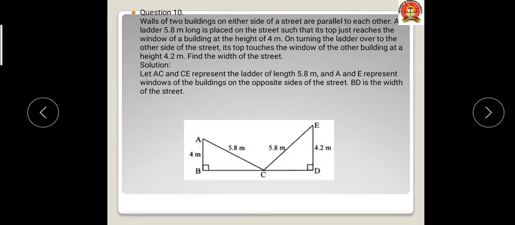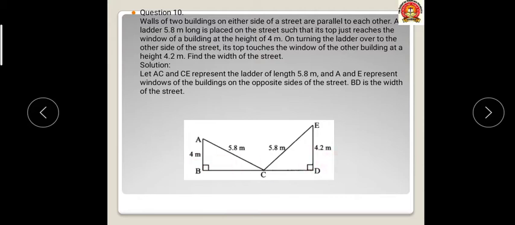Now see, the walls of two buildings on either side of a street are parallel to each other. If you are observing the diagram, see here AB and ED, they are parallel to each other. Why are they parallel to each other? Both are perpendicular to the ground BD. So they are parallel to each other. They are given here, on either side of a street, as parallel to each other.